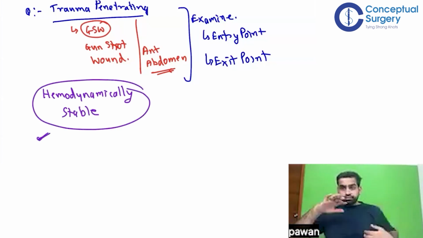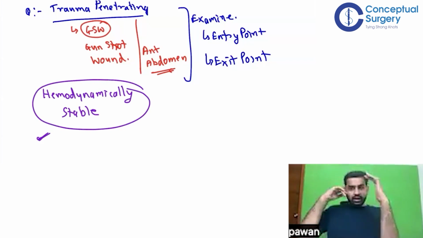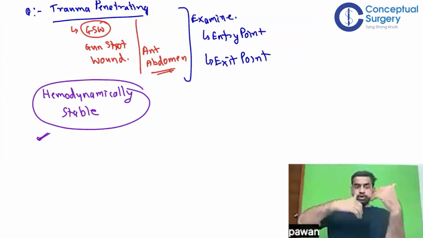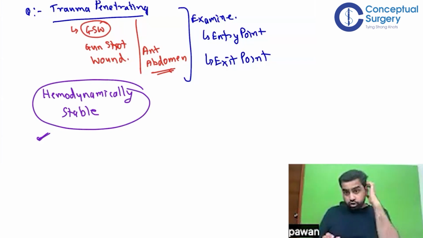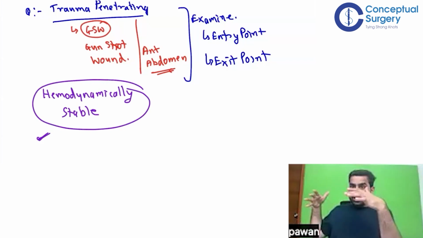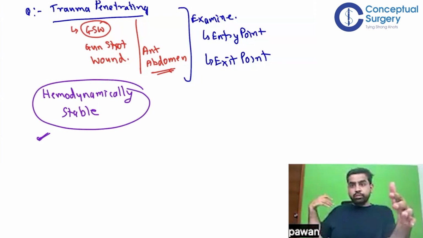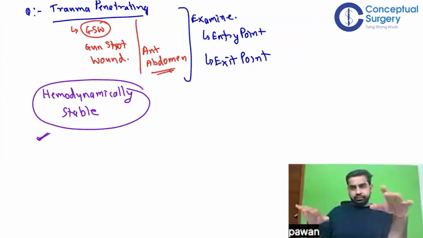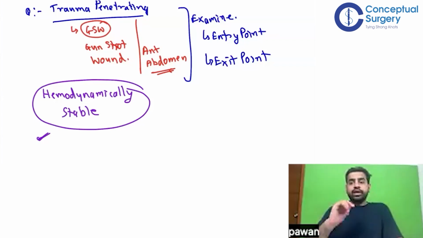I'll repeat my question. A penetrating trauma patient comes to you after a GSW, that is a gunshot wound. The bullet entered through the anterior abdomen and left from the posterior abdomen. You're able to see the entry point and the exit point. On examination, the patient is completely hemodynamically stable. What is going to be your next step?